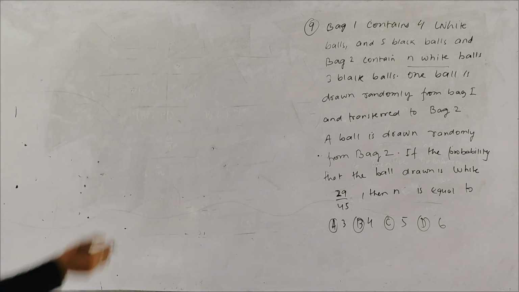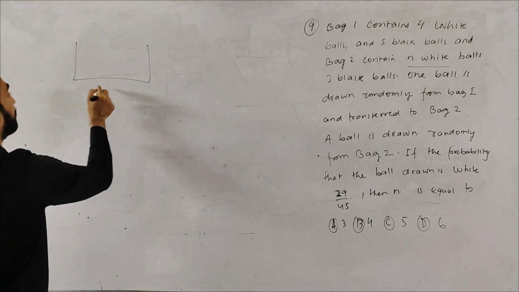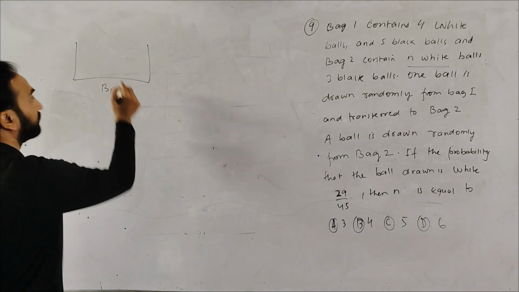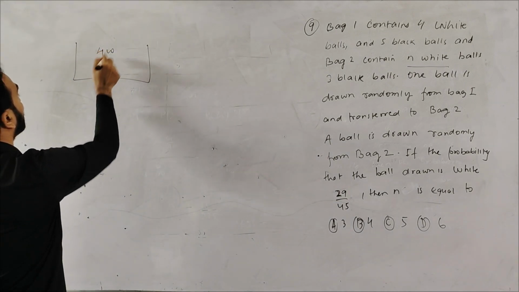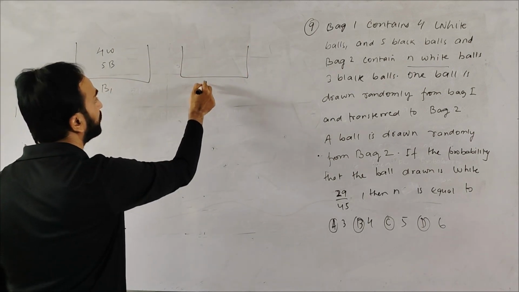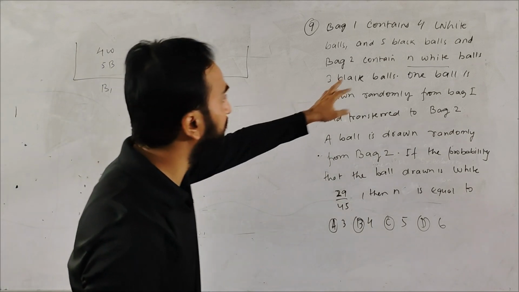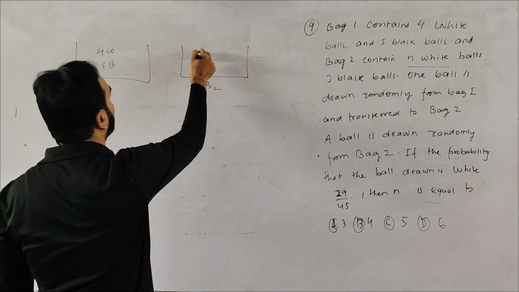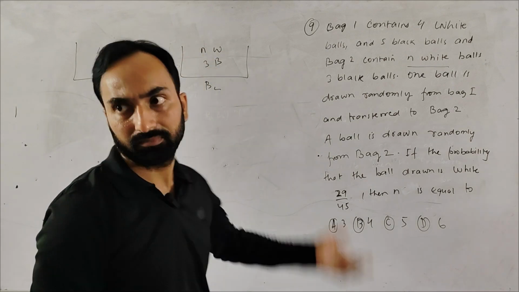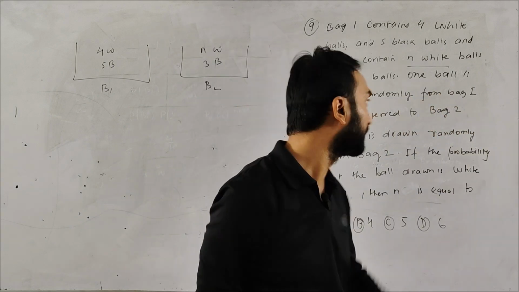Again, make bag 1 and bag 2. Bag 1 contains 4 white balls and 5 black balls. Bag 2 information is there: n white balls and 3 black balls. We don't know how many white, right? This is the only missing part, correct?